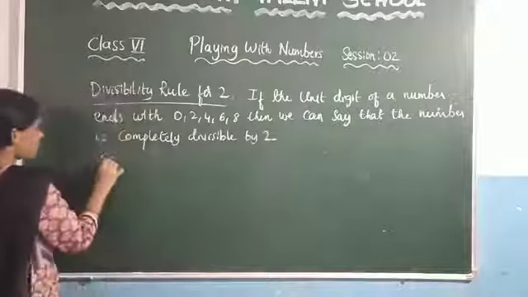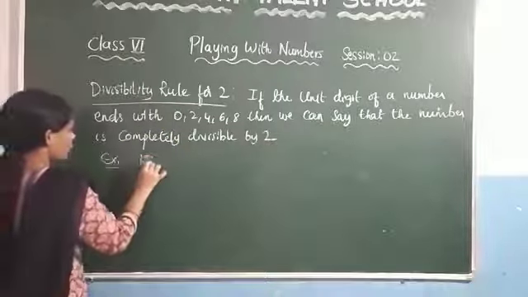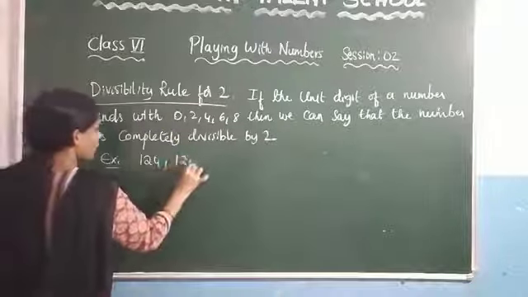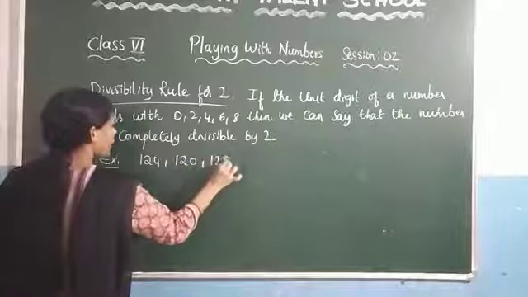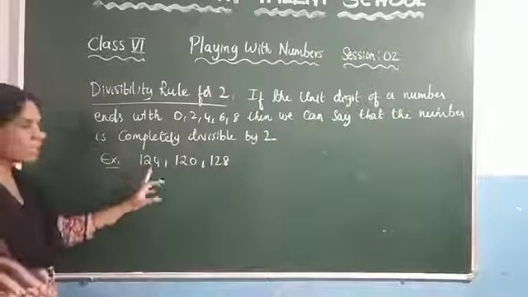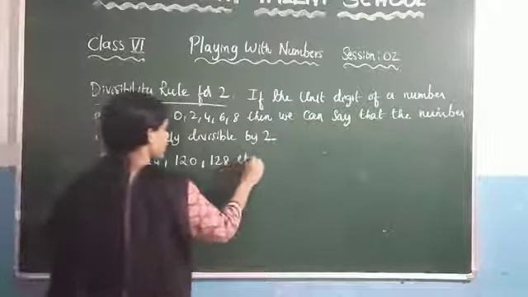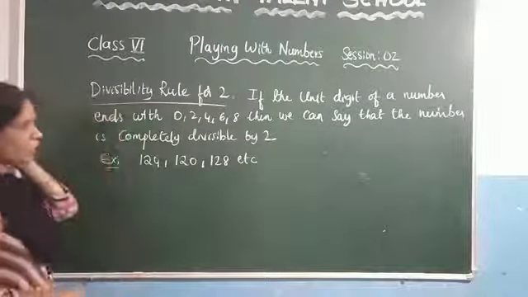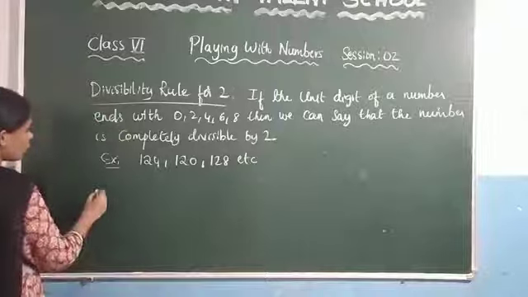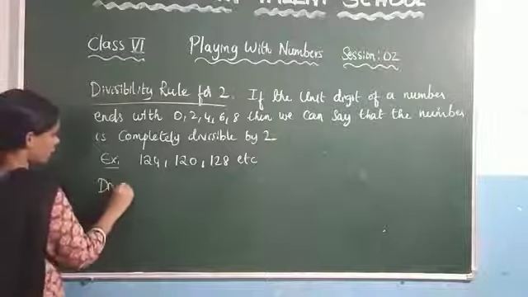So you can write the examples here. 124, 120, 128. Here you can observe that the unit digit ends with 0, 4, 8 like that. So we can say that these numbers are completely divisible by 2.